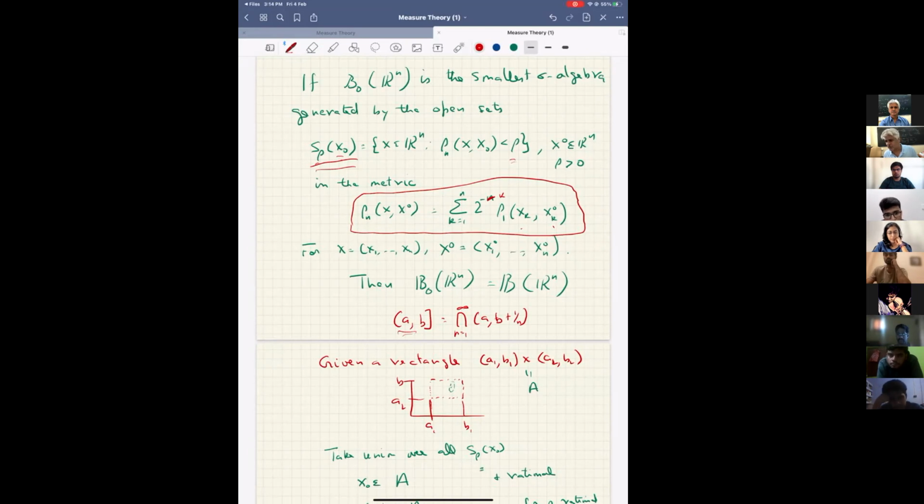The same thing you can do in 2 dimensions and talk about all rectangles. If the sigma algebra only contains open intervals, it has to also contain closed intervals, or sets where some parts of the boundary are missing and some parts of the boundary are there. So that's going to be a straightforward argument.